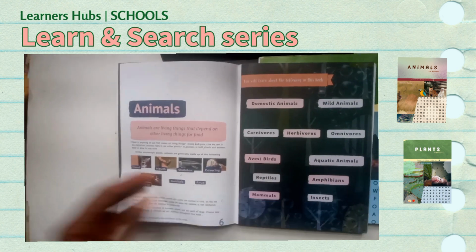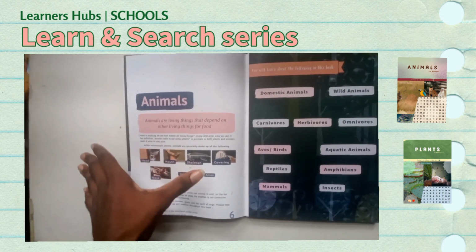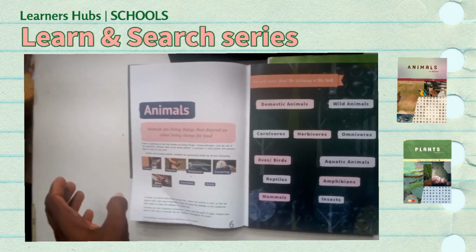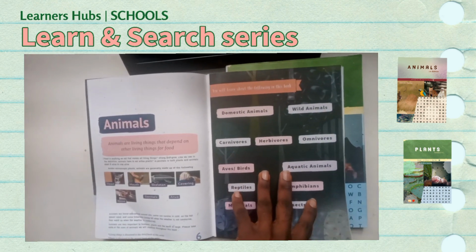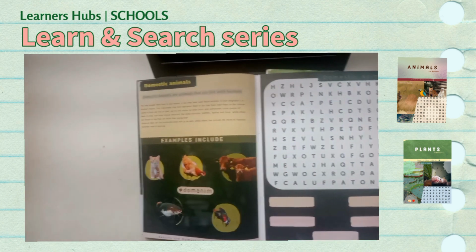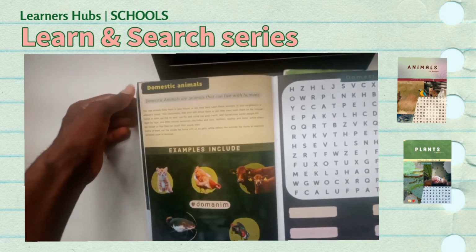On the next page, we have facts about what the book is talking about, as in this case, animals, as a topic. We briefly describe what animals are and we list the animals we're going to talk about on this page. So let's take one animal, for example, and talk about it. In this one, it talks about domestic animals.